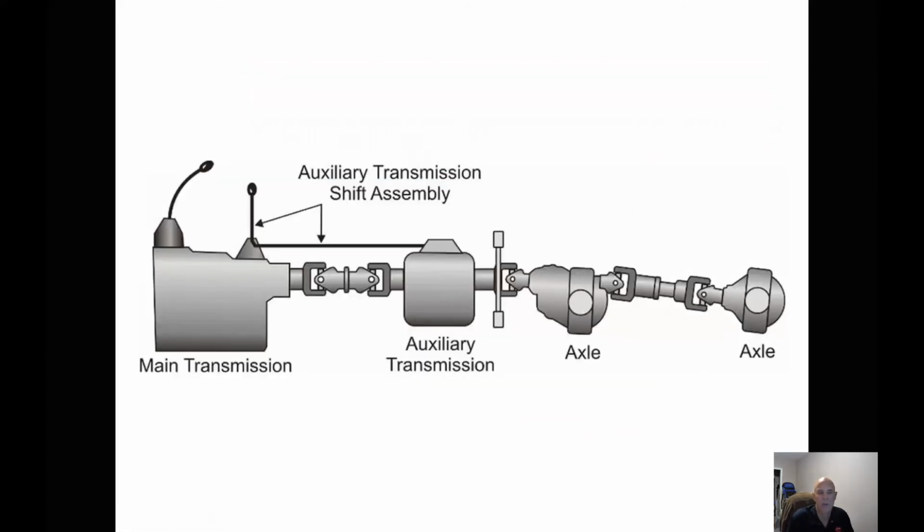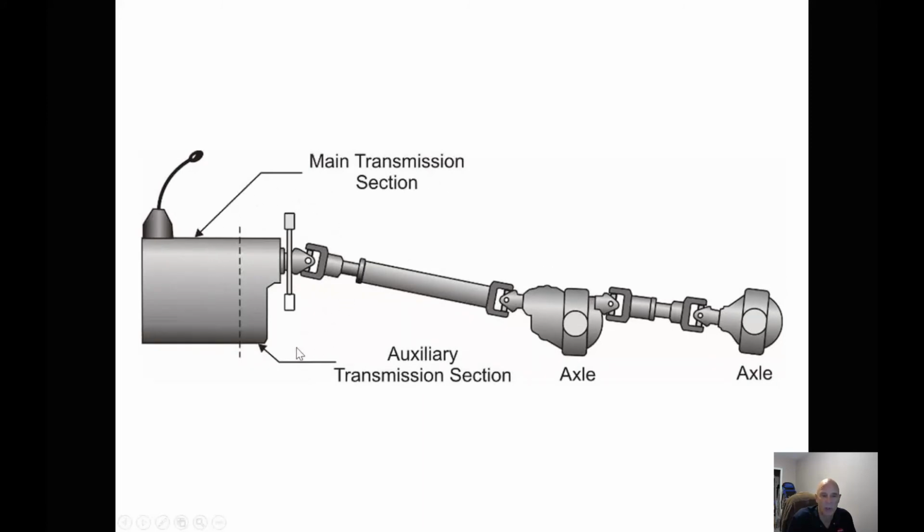Now, some of the older transmissions had an auxiliary section that was separate from the transmission. On all our new ones, the auxiliary section is bolted to the back of the main transmission. The older ones had mechanical linkage, but this is how our new ones are set up, where we have our air shift. We're going to discuss in a future video how our air systems are set up to shift our auxiliary sections.